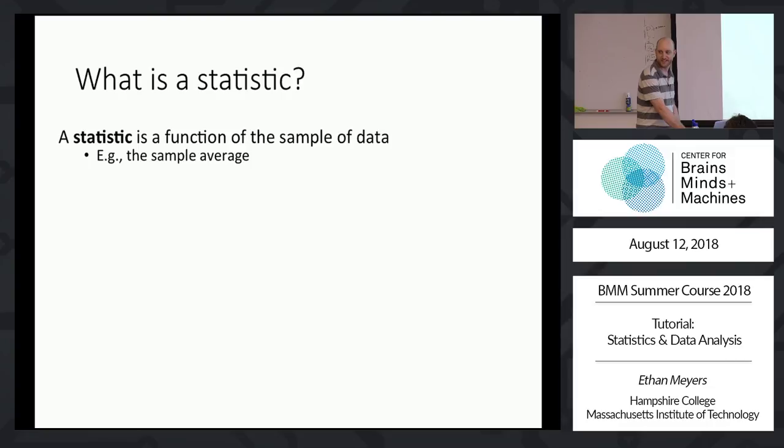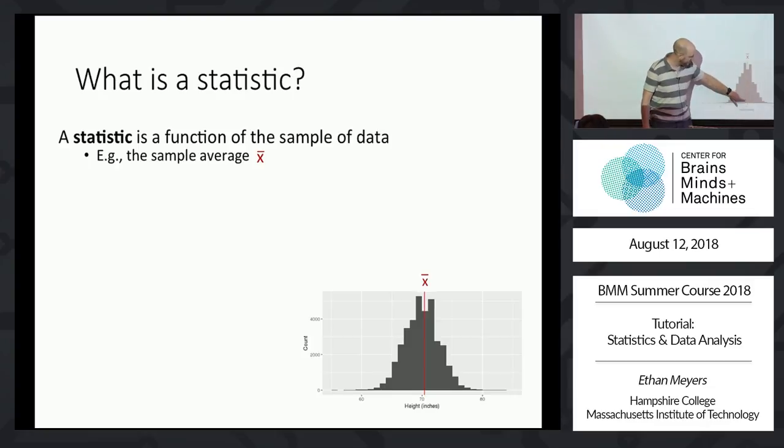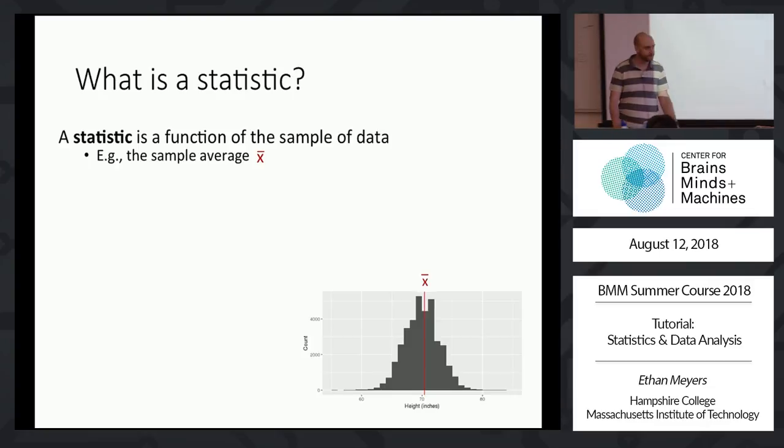I see some drawings, so X bar, right? Typically, if you're going to report in your paper that you've done a sample mean, it'd be good to use that symbol, because that's what is commonly used. If we have a distribution here, this says heights in inches. Oh, this is the heights of people on OkCupid. The middle of it is the sample mean, X bar, right? And so a statistic, again, is a function of your sample.